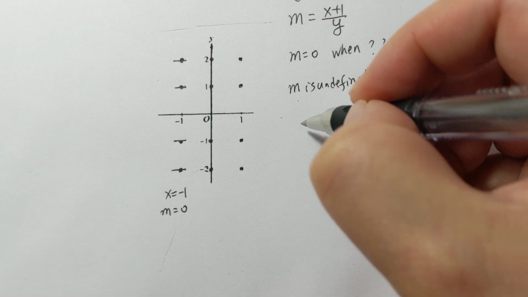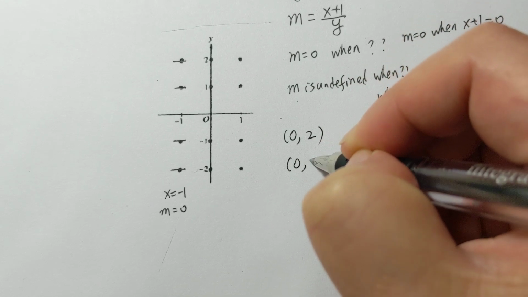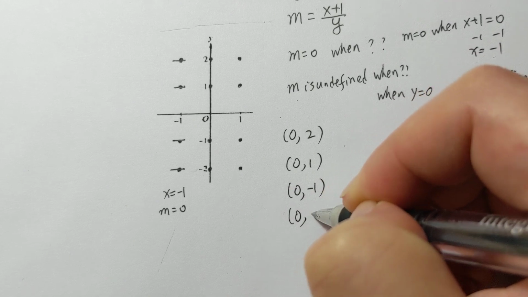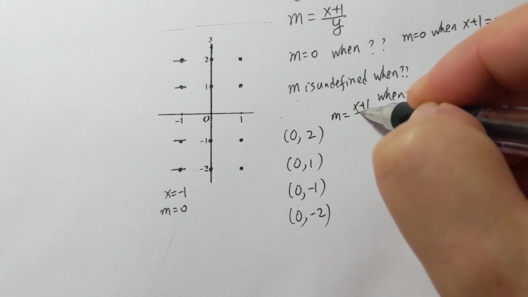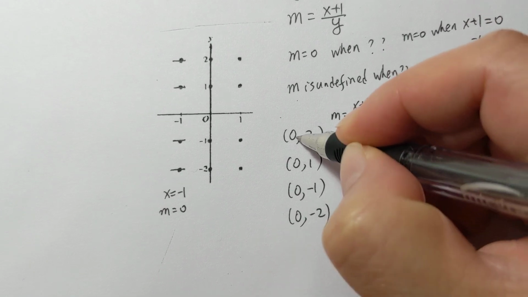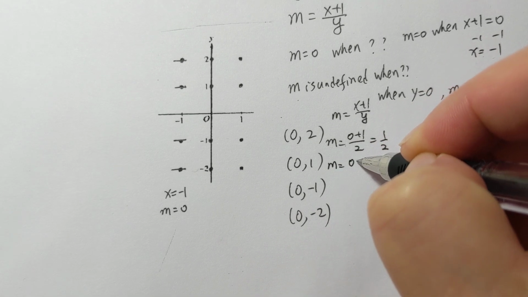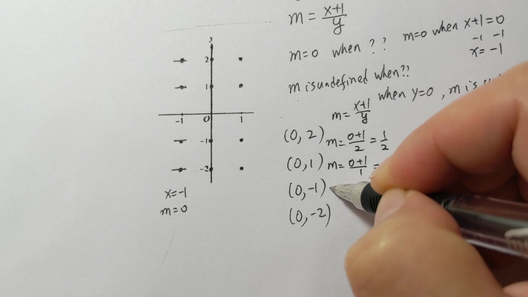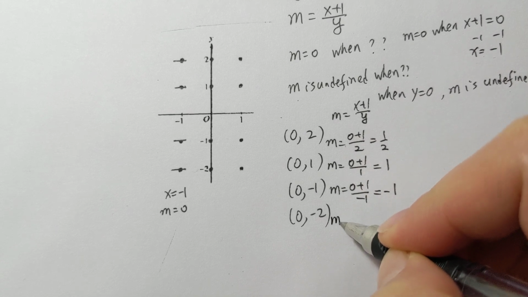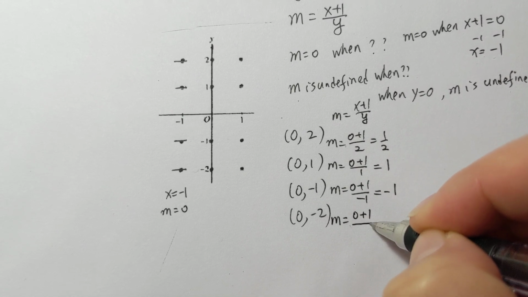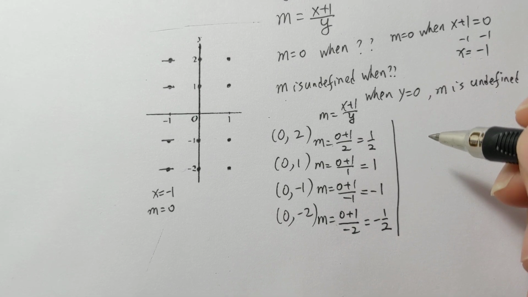So now let's take a look at the middle column. We are going to calculate the slope for each point. We get 0 plus 1 over 2, so we get half. We get 0 plus 1 over 1, which is 1. We get 0 plus 1 over -1, which is -1. And 0 plus 1 over -2 gives us -half. We are going to calculate all the points before we graph them.